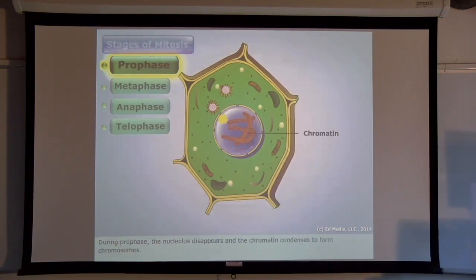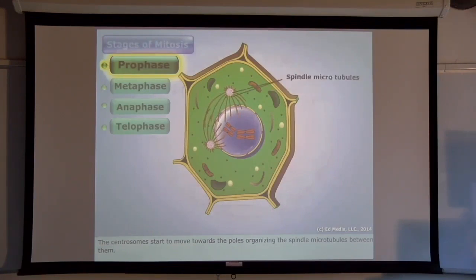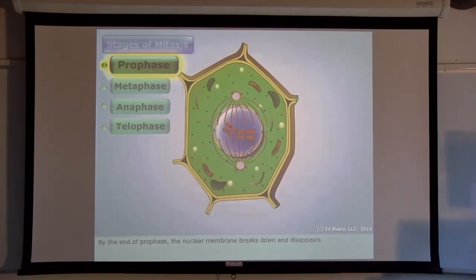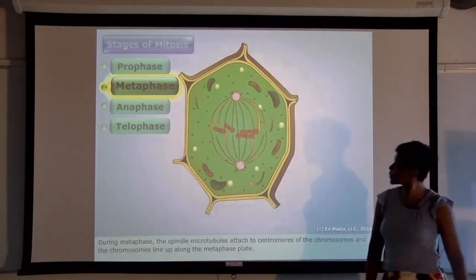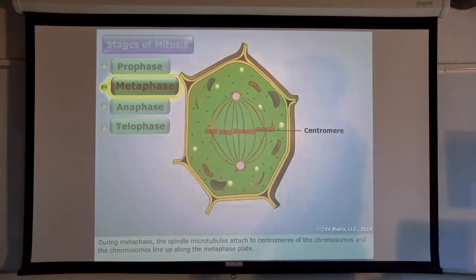During prophase, the nucleolus disappears and the chromatin condenses to form chromosomes. The centrosomes start to move towards the poles, organizing the spindle microtubules between them. By the end of prophase, the nuclear membrane breaks down and disappears. So we could see where the centriole here and here will attach to the centromeres of the chromosomes, and the chromosomes line up along the metaphase plate.